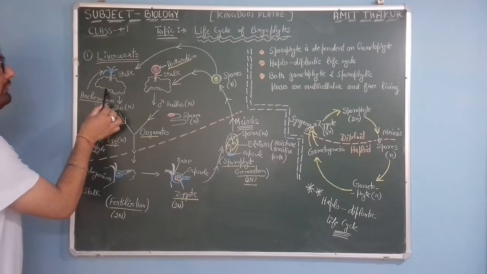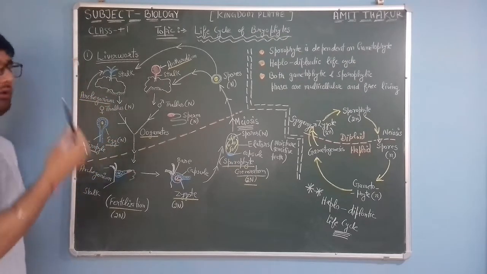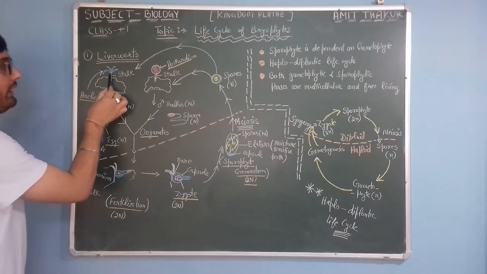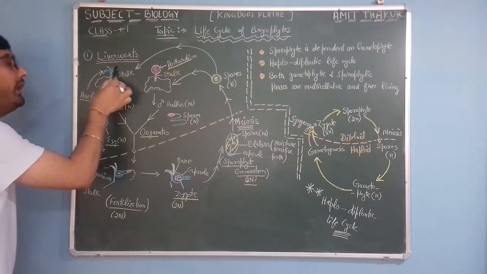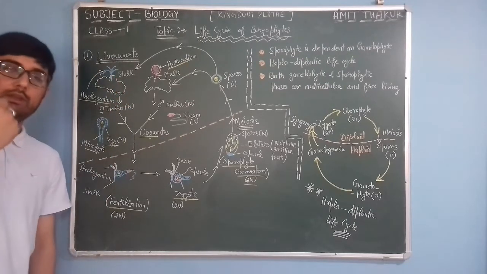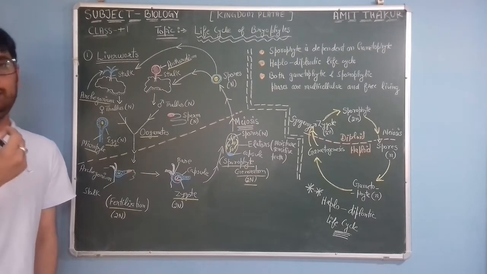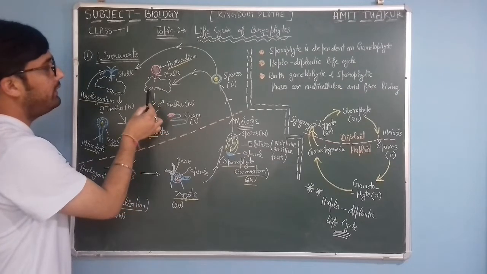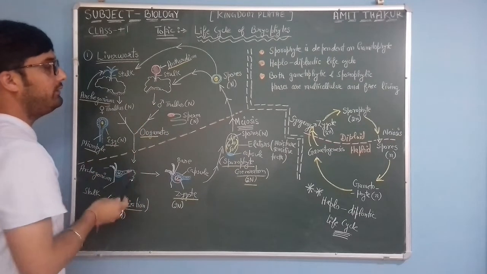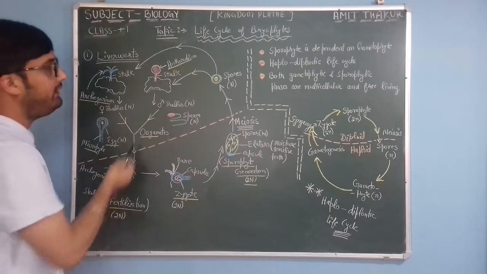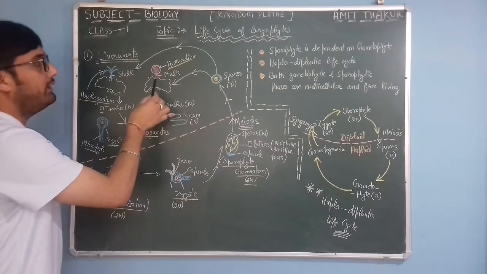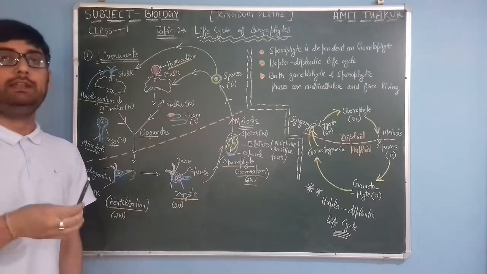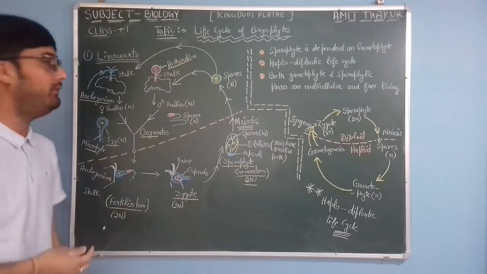gametophytic bodies. So this is a thalloid body on which this archegonium is present. This is the archegonium stalk, and this is the archegonium, and from this archegonium the female gamete is developed. Here this is a male gametophytic body, which is also a thalloid body and haploid, and from this thalloid body this antheridium is developed, and from this antheridium the male gamete is developed.